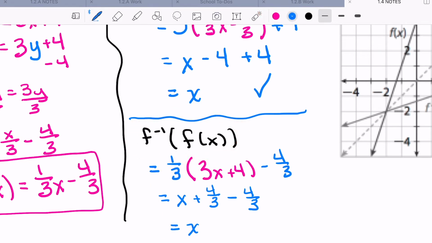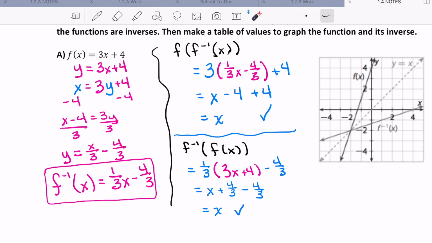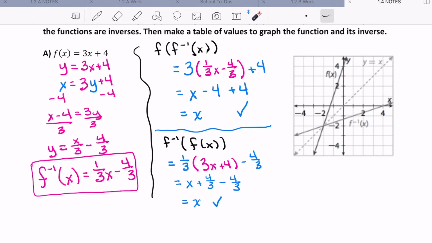Okay, this is composition, so we know that our functions are inverses. And yes, you do have to check both of them. You have to check the function of the inverse function and the inverse function of the function of x. Okay. The next step was to make a table of values to graph the function and its inverse.